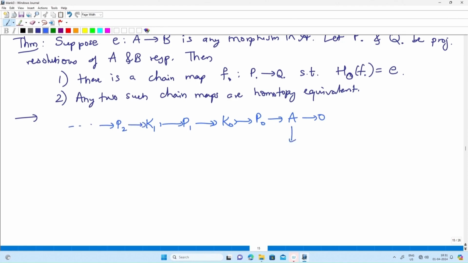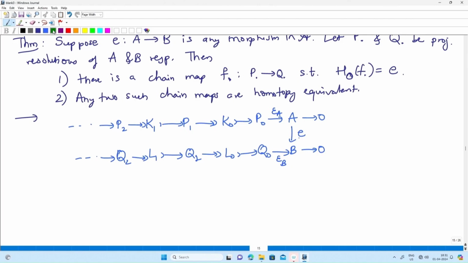Then from A to B, we have a map which is E. Then here I have Q0. Yeah, this is epsilon A, this is epsilon B. Then this is L0, let's say. Then this is Q1, surjection. This is L1, inclusion. This is Q2, surjection, and so on. Now what we need is a map from here to here. Okay. So first of all, I'm going to use green and red.